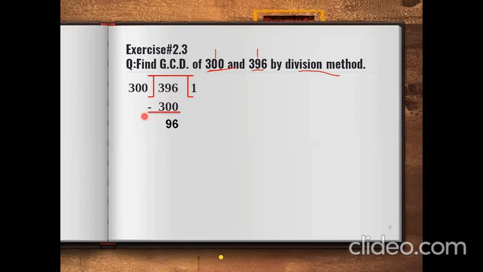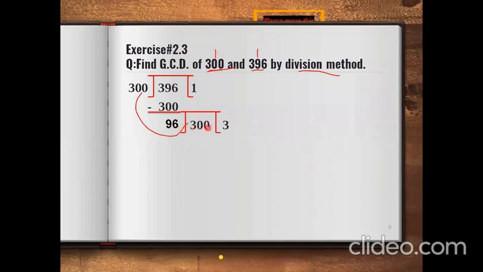Okay, now when you are using the division method and you get any remainder, what you will do is take your previous step divisor as a new step dividend. It means you will continue just like this. You will make another box with the same line, and now you will take your previous step divisor as a new step dividend, and simply write here 300.